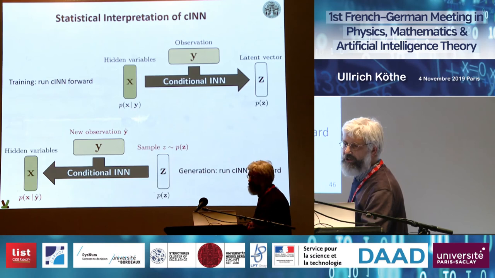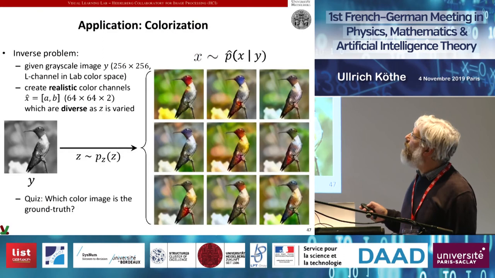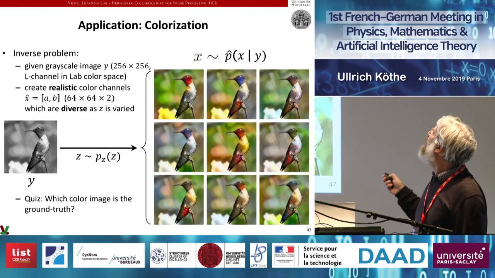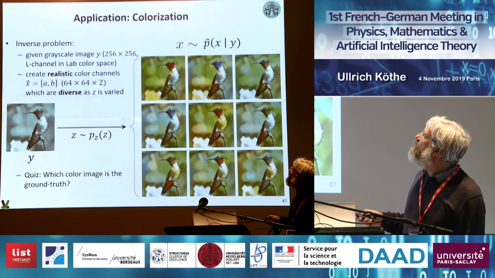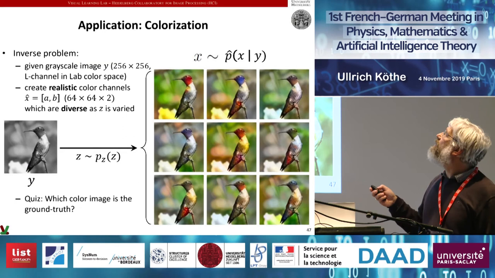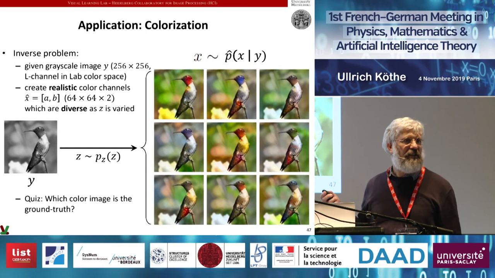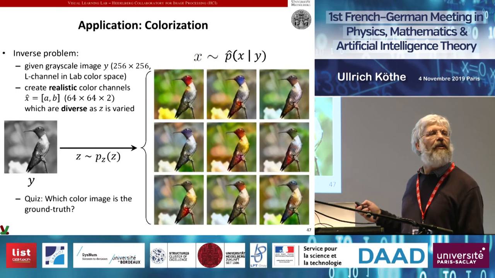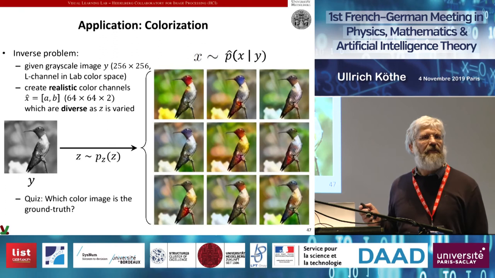So here is one application, colorization. The problem is, given a grayscale image, which is the Y, so the observed data is the grayscale image, create a color image for that particular grayscale image. And since we can sample from Z, each Z should give a different colorization. This is the main difference between our method and other colorization methods. Typically, these methods only give a single color image and not a set of diverse colorizations. Our method in this particular case works so well that it's not easy to recognize which one is the true color image from the test data set.